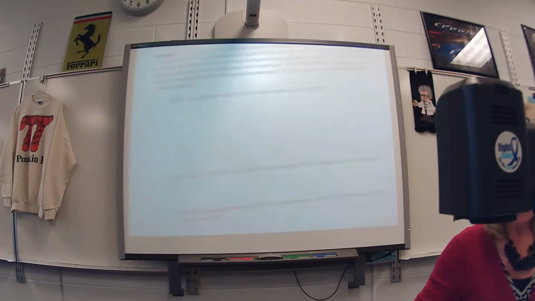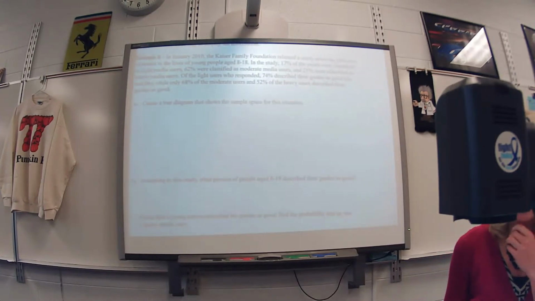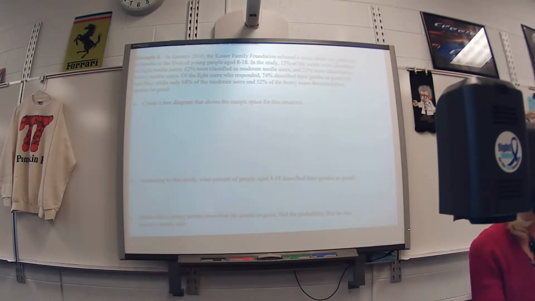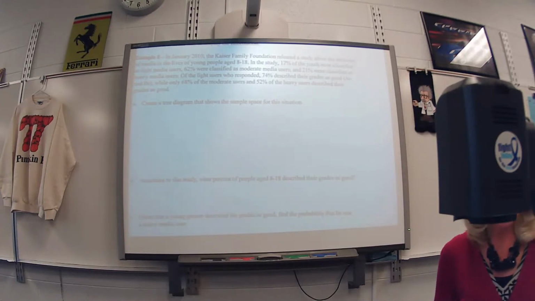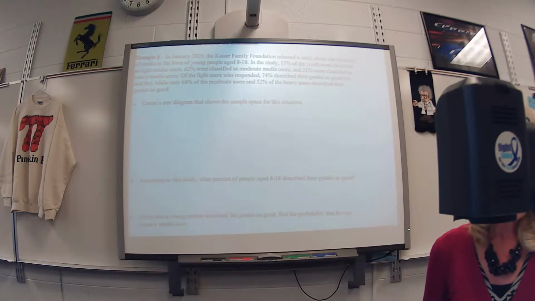So the last page here, I said yesterday, is a really good full problem for what you're very likely to see on the AP exam for conditional probability, whether it's a free response or in a multiple choice format. In January 2010, the Kaiser Family Foundation released a study about the influence of media in the lives of young people aged 8 to 18.